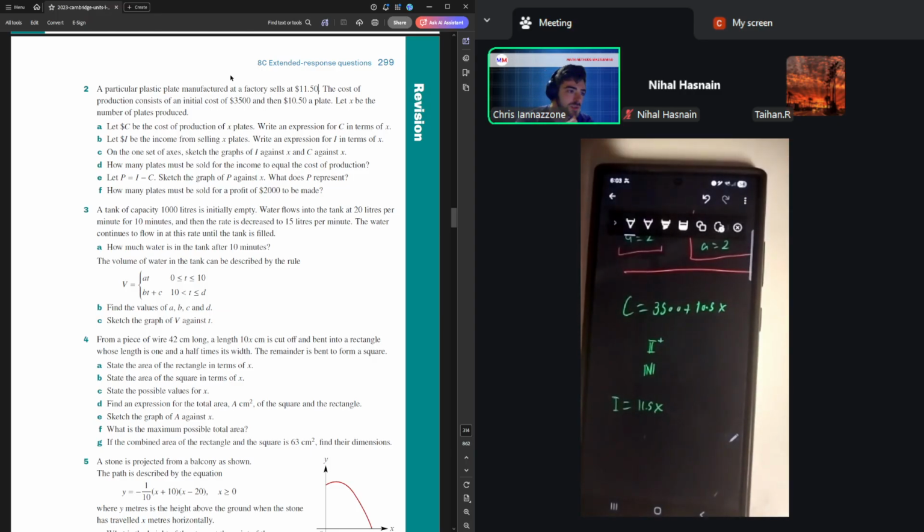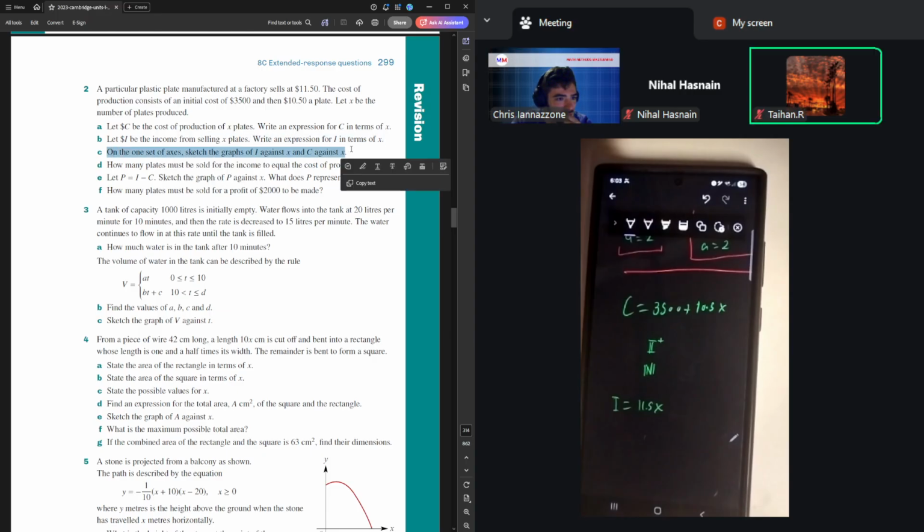So for part B specifically, we're thinking of income as the same as revenue here. And when you get to profit, you'll be doing the subtraction of the cost equation. But when we get to the income, it's just going to be the pure revenue created by the selling of plates. So it would just be 11.5x. Yeah, absolutely.